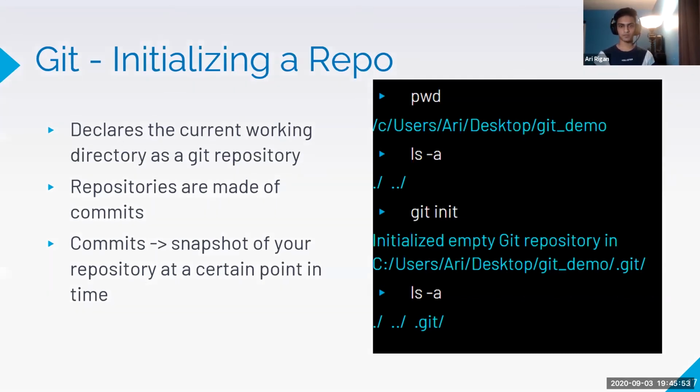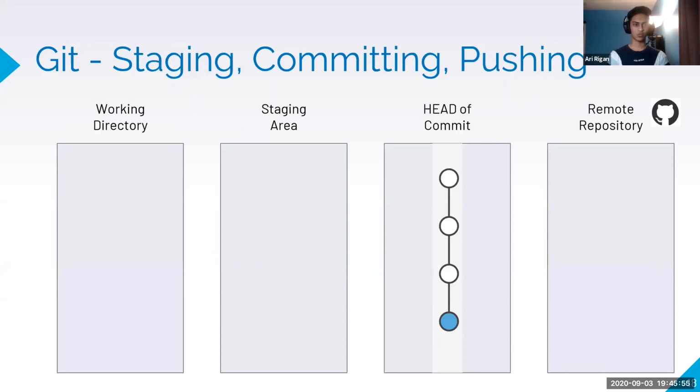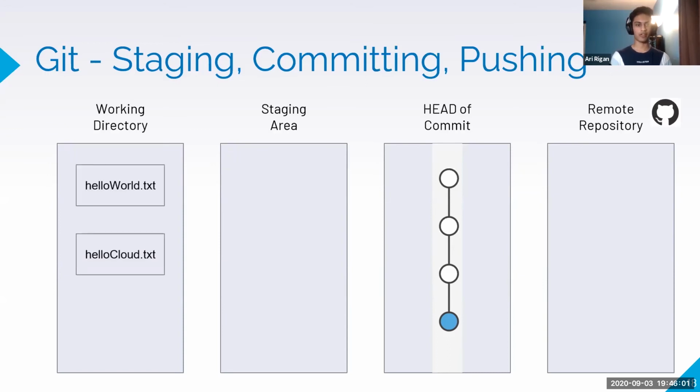So how it would work is we have this working directory. This is just our folder. This is where we initialize a few of our files. So let's say hello-world.txt and hello-cloud.txt. For this example, we're only going to be focusing on hello-world.txt. The staging area means that you want Git to keep track of this file. We're going to be going into the commands later on.